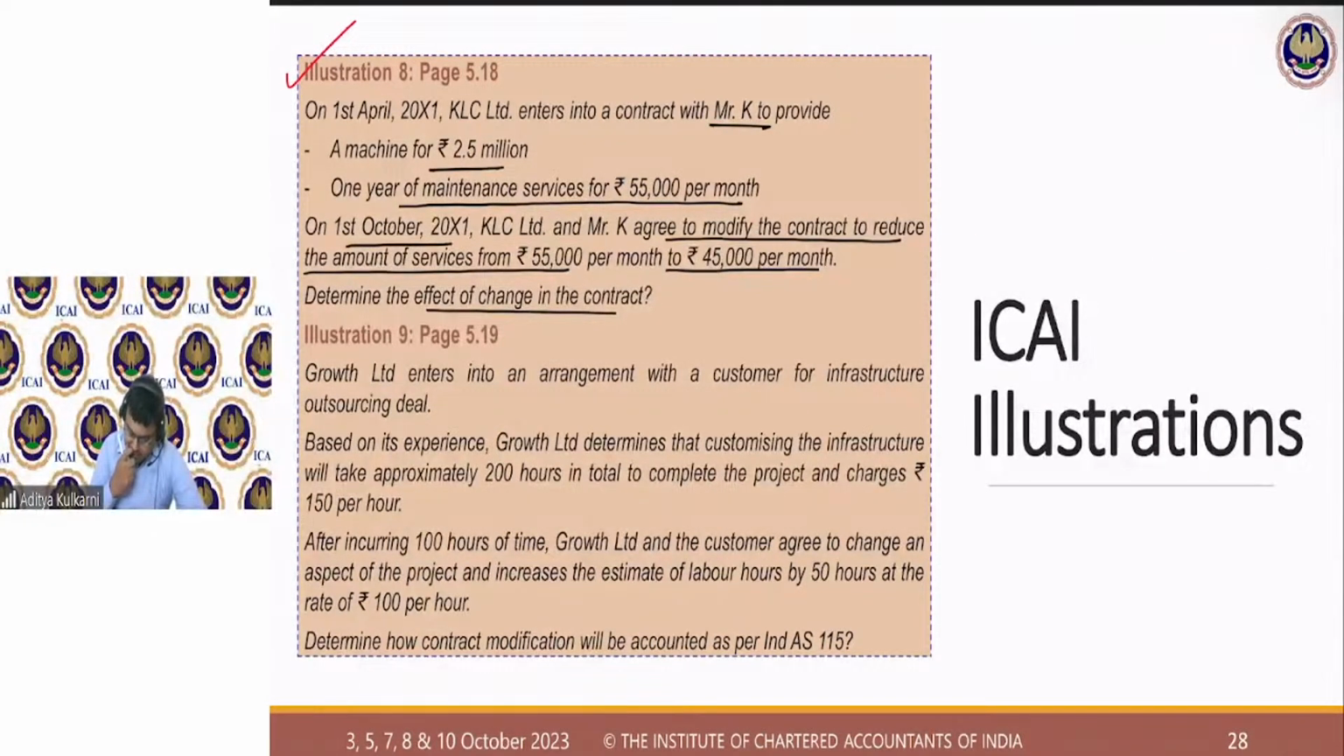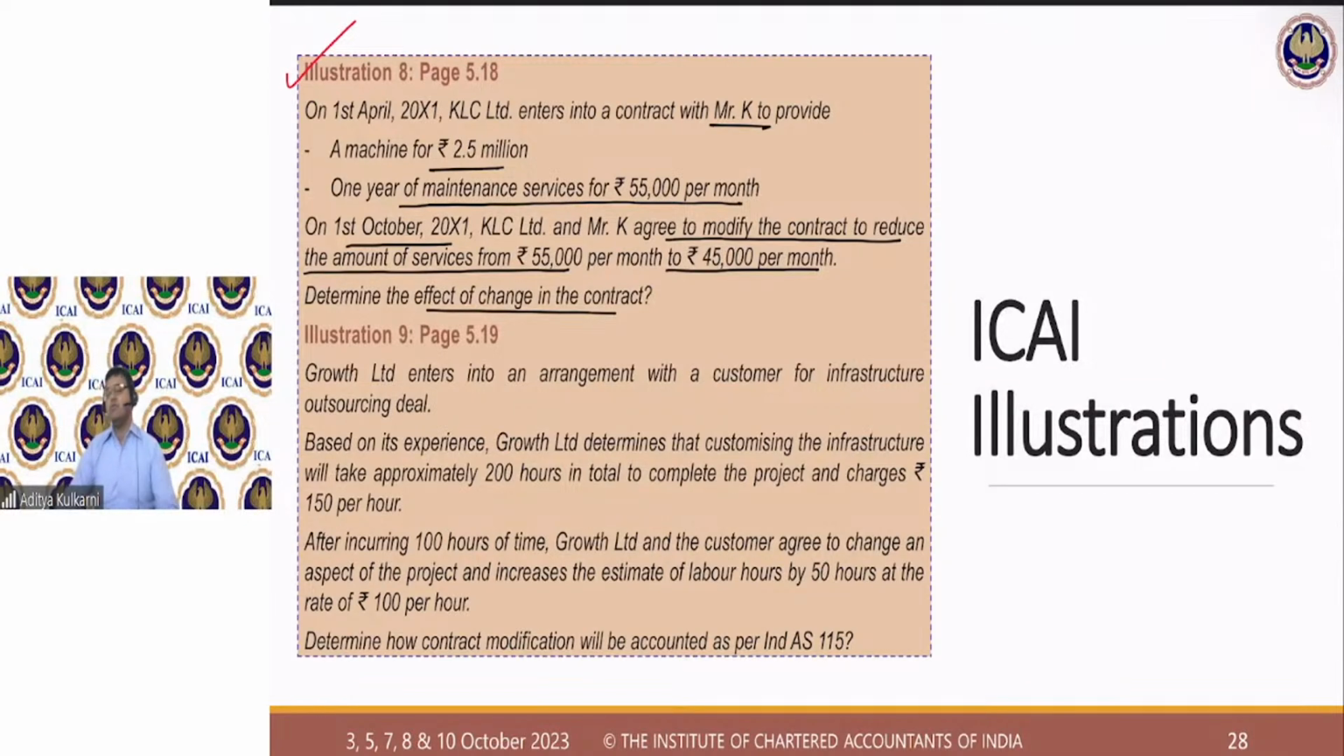Growth Limited enters into an arrangement with a customer for an infrastructure outsourcing deal. Based on its experience, Growth Limited determines that customizing the infrastructure will take approximately 200 hours in total to complete the project and charges rupees 150 per hour. After incurring 100 hours of time, Growth Limited and the customer agree to change an aspect of the project and increase the estimate of labor hours by 50 hours at the rate of 100 per hour. Determine how the contract modification will be accounted as per Ind AS 115.